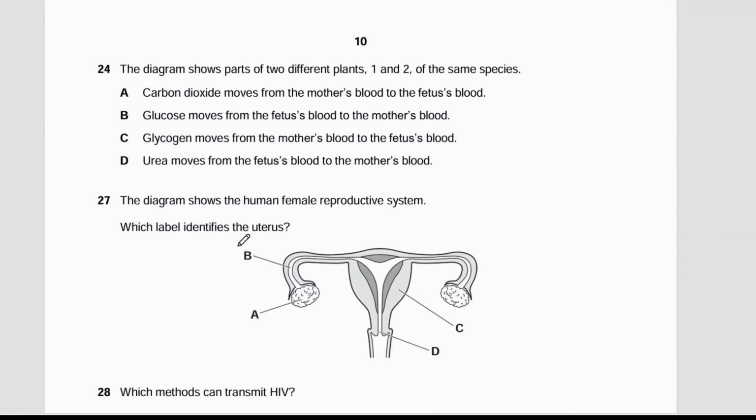The diagram shows part of two different plants. Where's the diagram? Wait, I need to go back to my 24. Oh, okay. The statement is not this for 20. Okay, the 26 statement is: which statement describes the net direction of movement of substances across the placenta?